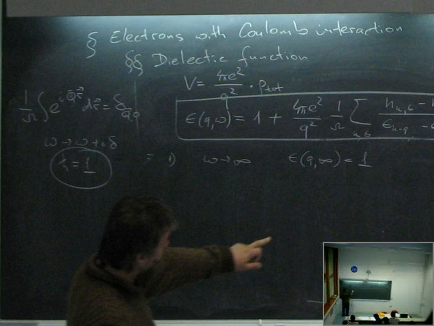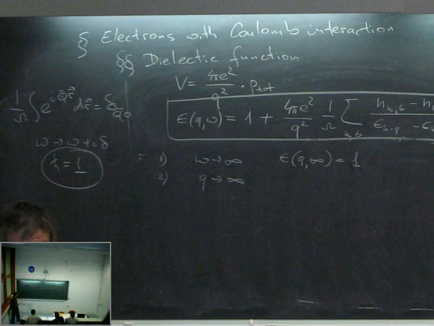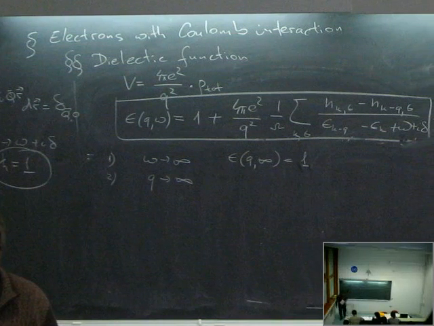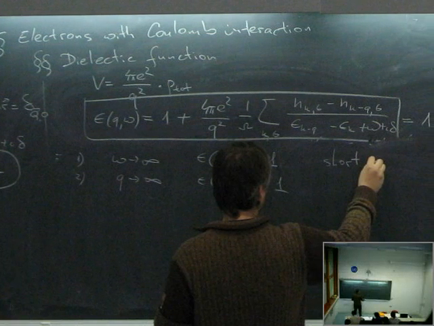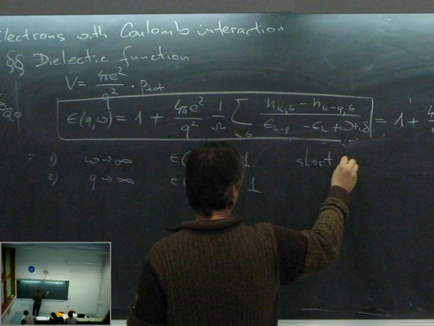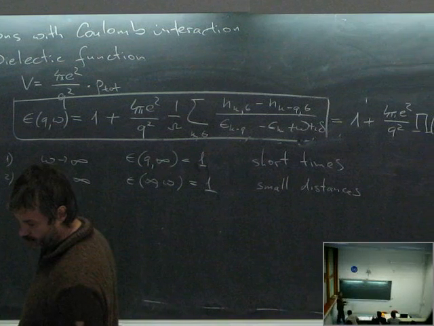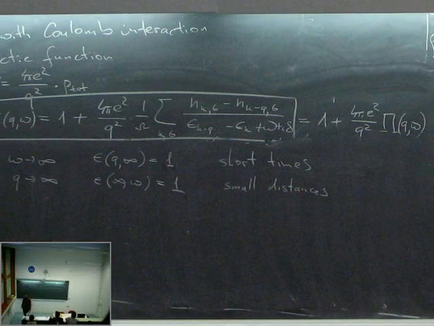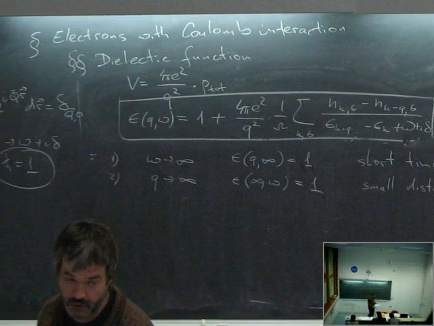Let me take another limit, namely q goes to infinity. Then again, clearly, since it's inversely proportional to q, the dielectric constant epsilon(infinity, omega) is also equal to 1. Why? Because, so this is short time, or no time to react. And large q means small distances. Again, for small distances from charge, you don't feel any screening. In order to feel the screening effect, one needs, as you also know from quantum mechanics, to go for distances beyond the so-called Thomas-Fermi radius. And we come to Thomas-Fermi radius very quickly. So again, we see that there is no screening on short distances.